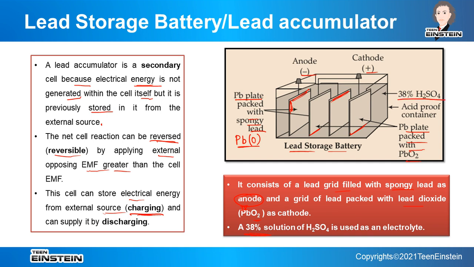Okay, so this is the simplest diagram that is possible. You can also find some diagram of lead storage battery which is more complex than that, but this is the simplest diagram that is possible. So electrolyte is 38% H2SO4. Here this percentage is important. It is not just any concentration of H2SO4. This is 38% H2SO4. In the anode side we have Pb, that is 0 oxidation state, and in the cathode side we have lead which is packed with PbO2. So both Pb0 and Pb4+ are present at cathode.